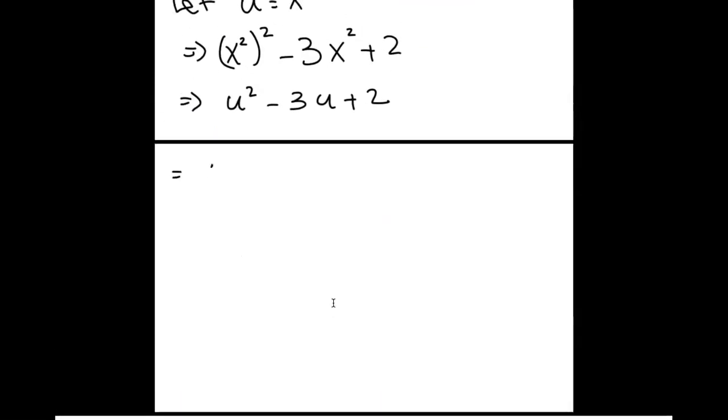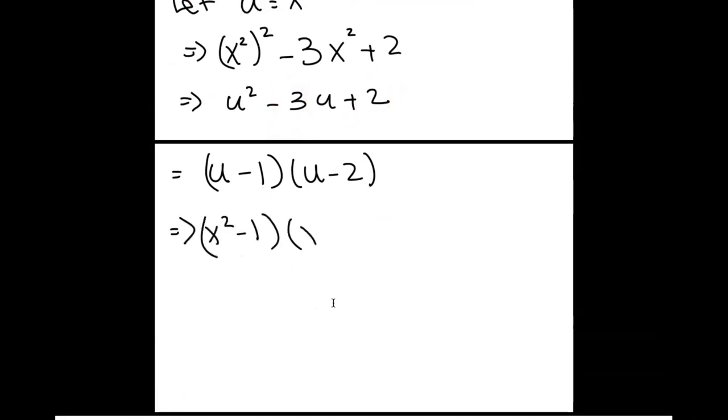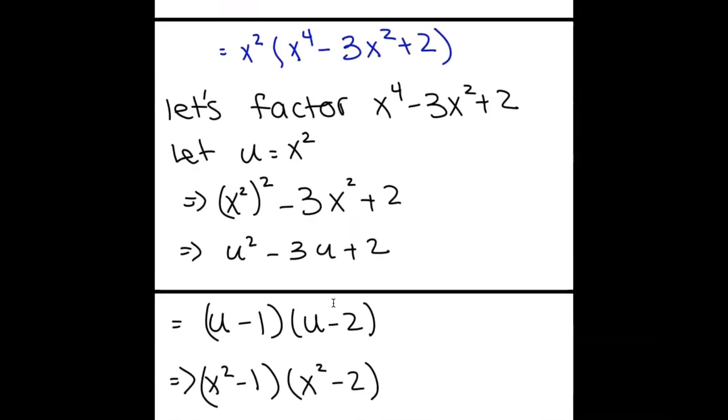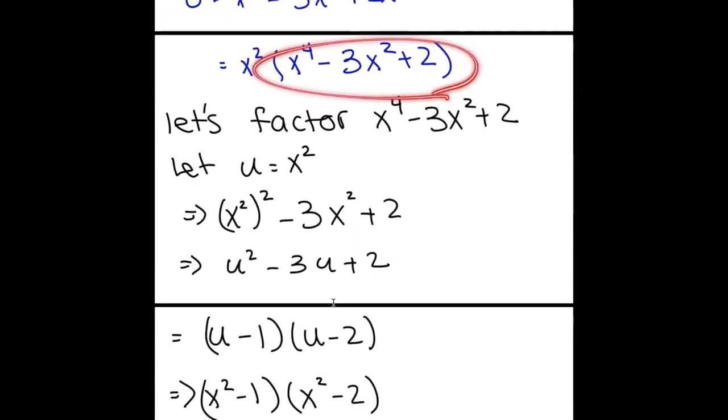And this factors to u minus 1 and u minus 2. So these two multiply to give me positive 2, add to give me that negative 3. We're good. But we said x squared was u. So x squared minus 1, x squared minus 2. Okay, so then this whole thing factors to x squared minus 1, x squared minus 2.